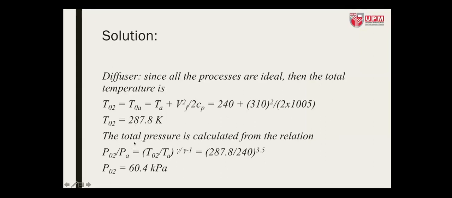The total pressure is calculated from the relationship. We have this relationship, normally being given in examination, where you will get PO2 to be 60.4 kilopascal. That is at the diffuser.